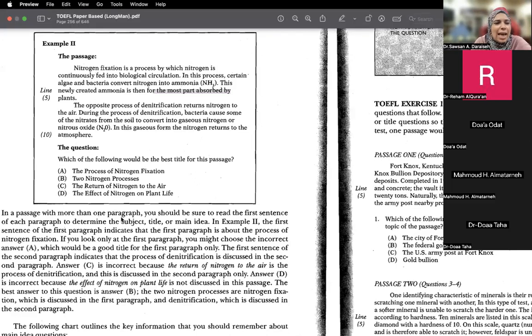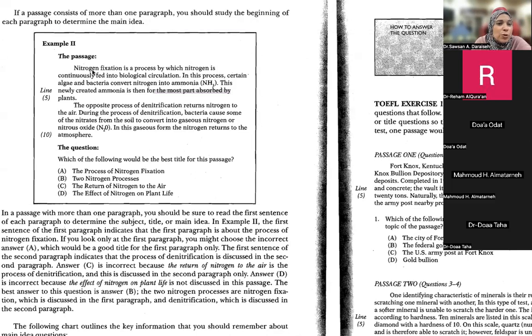All right, so take a look at the answers. Since you said that's what you do, you look here at the first sentence, and here. Look again, nitrogen fixation is a process by which nitrogen is continuously fed into the biological circulation, and it explains where algae and bacteria convert nitrogen into ammonia. Here the opposite is happening, and it's called denitrification, which returns nitrogen to the air. So we don't have to know all these details, honestly, in order to answer the question.